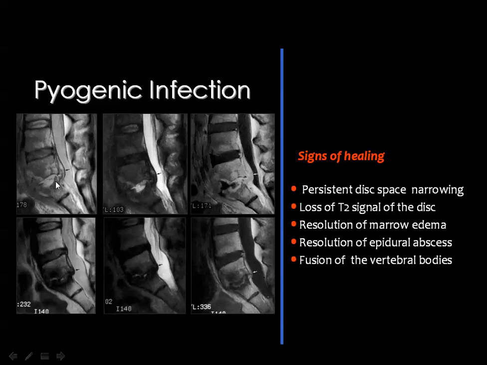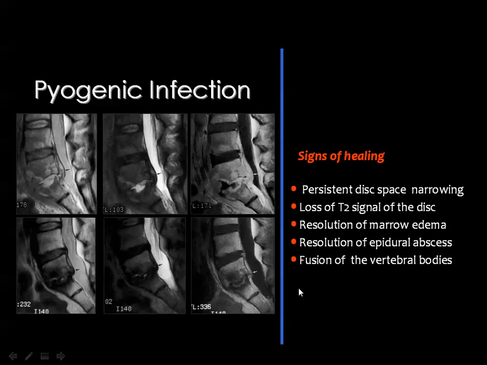And here you can see this is an active disease which is passing to healing. Here you can see the significant bone marrow edema and the involvement of the disc substance with enhancement of the disc as well as the adjacent vertebral end plates, together with the inflammatory granulation tissue inside the spinal canal as well as anterior to the affected vertebrae.